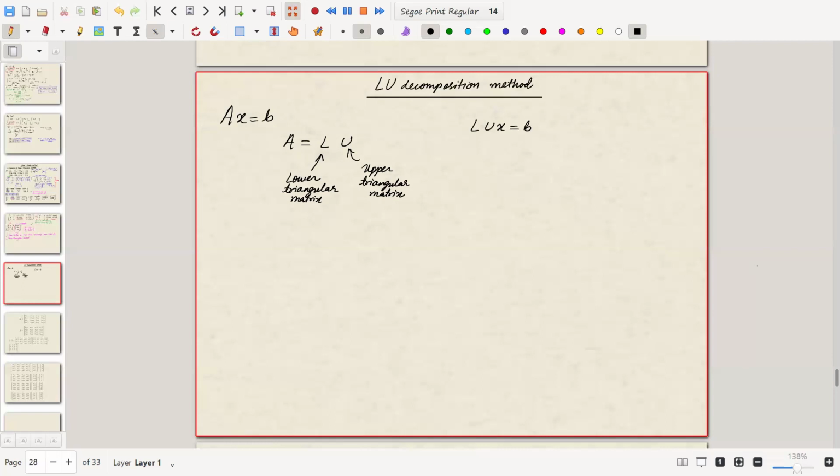LUX equals B. From these two you get this. Then what you do? You solve UX. Suppose UX gives you, say, Y. Another vector you will get. Agreeing with me?